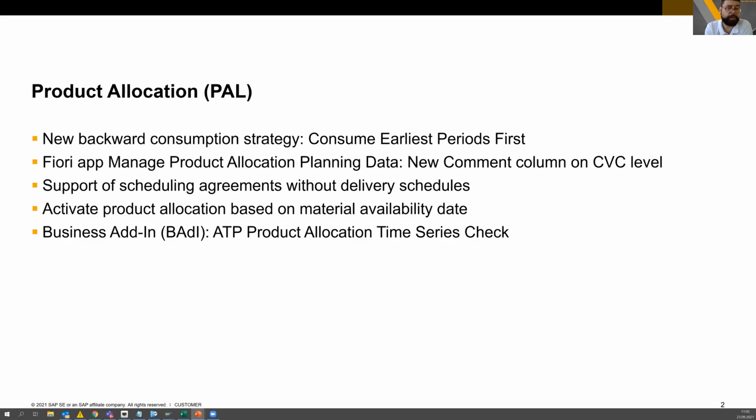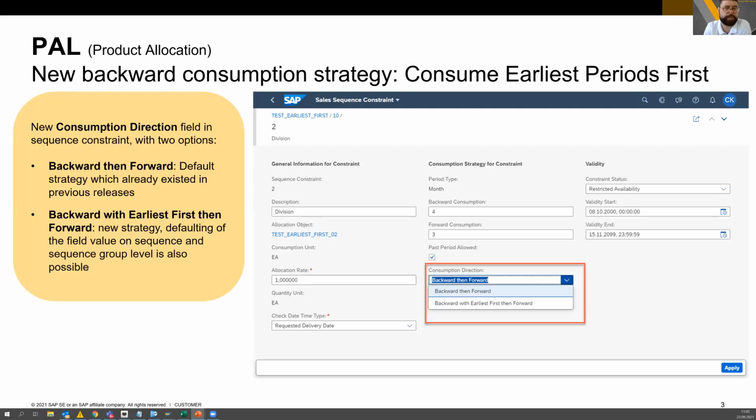And we have also enhanced the possibility for the activation a little bit, so that we can do this now on the material availability date, not just on a requested delivery date. And we finally have introduced some badies where you can manipulate the product allocation time series according to your needs. So a new consumption strategy was introduced.